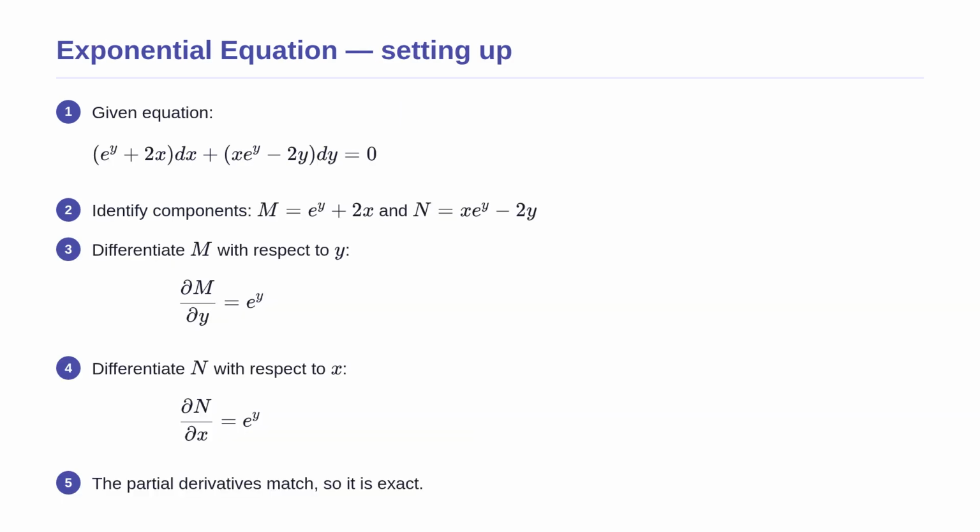Let us tackle a slightly more complex example involving exponential functions. The logical steps remain exactly the same. We identify m as e to the y plus 2x and n as x e to the y minus 2y. We verify the exactness condition by taking the partial derivative of m with respect to y, which is just e to the y. The partial derivative of n with respect to x is also e to the y. The condition holds true, so we can safely proceed with our integration strategy.